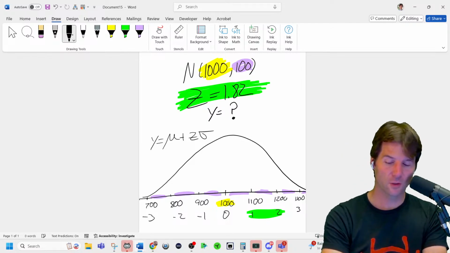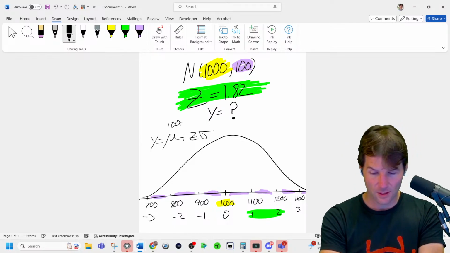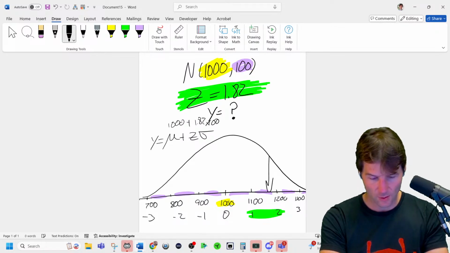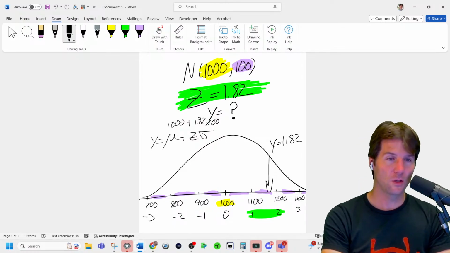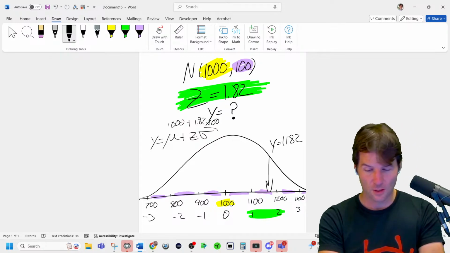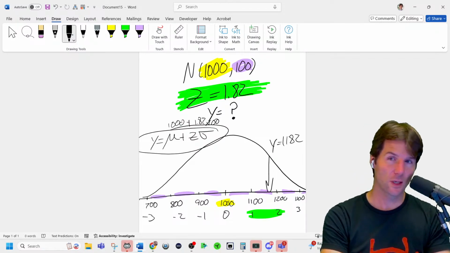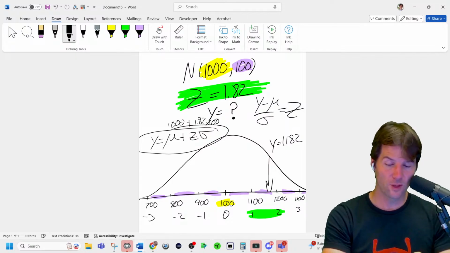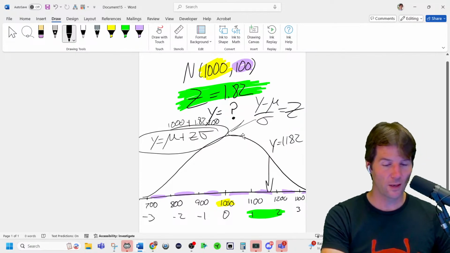And you can plug in the values right here of 1,000 plus the 1.82 times the 100. And you will get the value of the observation equals 1,182. Because think, it means you scored 1.82 standard deviations above the mean, so you can plug it into the formula, the mean plus the z-score times the standard deviation, which is a reworking of observation minus mean over standard deviation equals z-score. So if you know the z-score formula, you can rework it to solve for the y value.